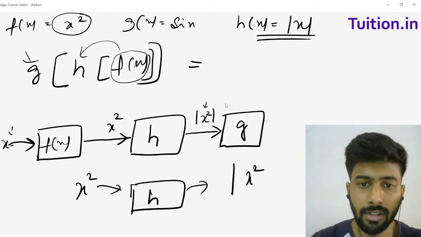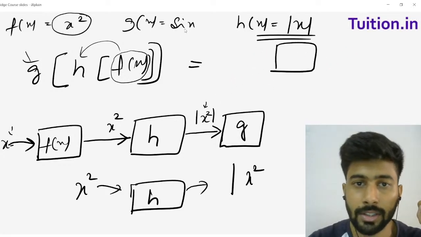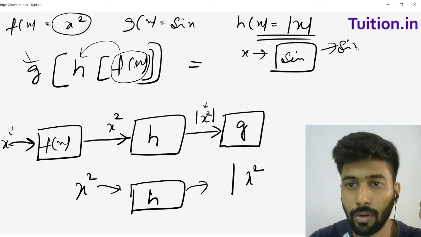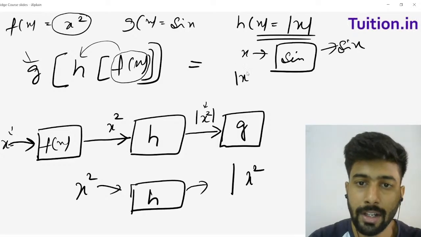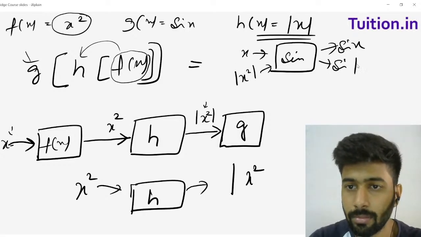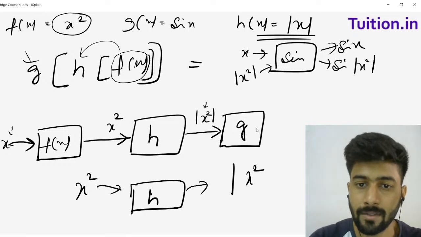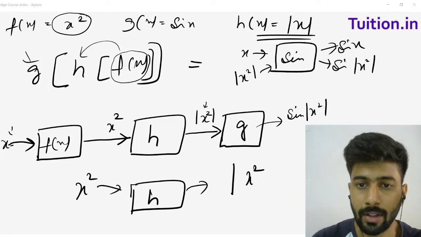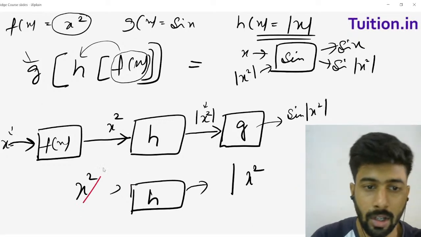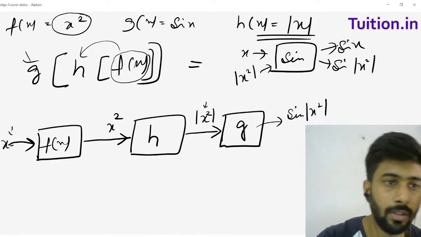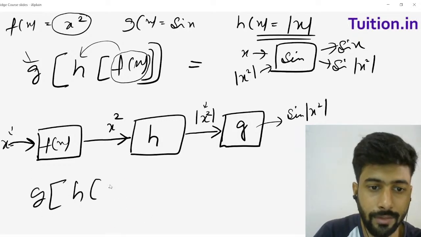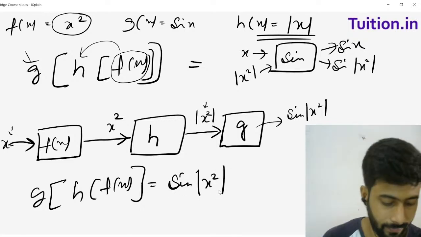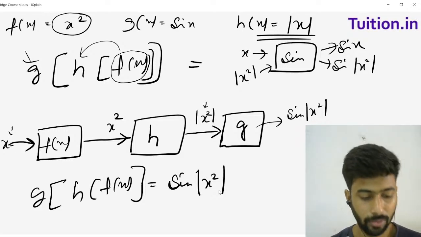And g is a simple function. What does g do? g is sine x. So if I give x as input, sine x will come out as output. If I give mod x square as input, sine of mod x square will come out as output. So g will give me sine of mod x square as output. So what is the answer to the question that I had asked you? I had asked you what is g of h of f of x, and that is sine of mod x square. Hello Vishnu, good afternoon.